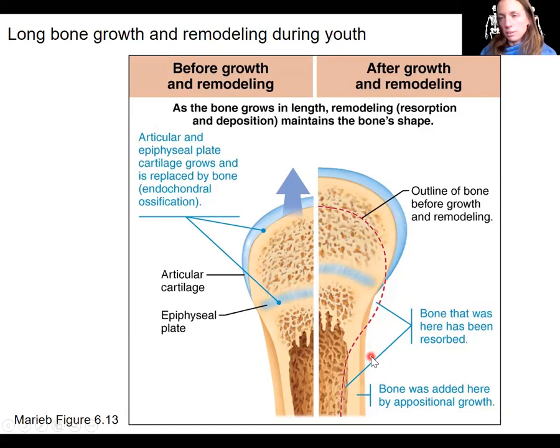So remodeling is a refinement of the bone size that uses a little bit of endochondral ossification as well as appositional growth and intramembranous growth to reshape the bones, with those osteoblasts and osteoclasts that are still active in adult, in this case youth, but also adult bone.